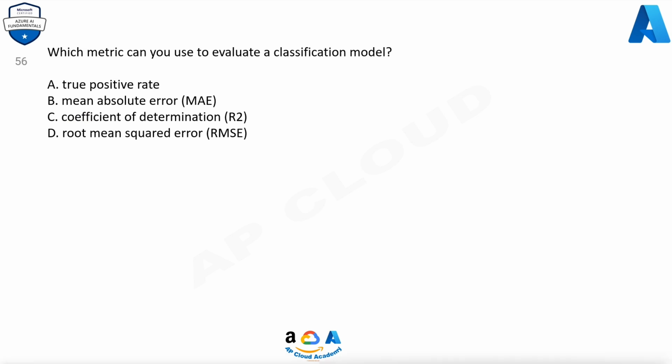(56) Which metric can you use to evaluate a classification model? A. True positive rate. B. Mean absolute error, MAE. C. Coefficient of determination, R2. D. Root mean squared error, RMSE. Which metric can you use to evaluate a classification model?